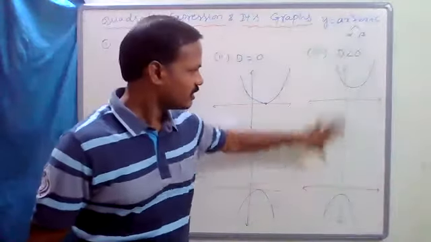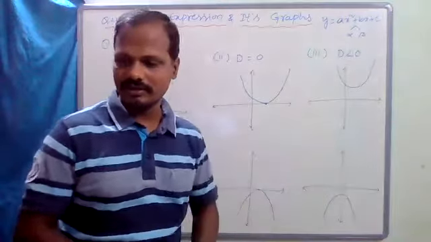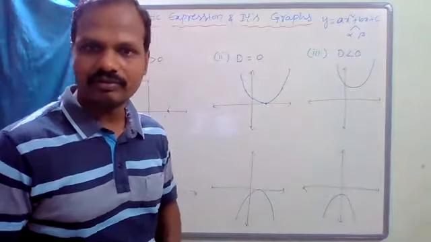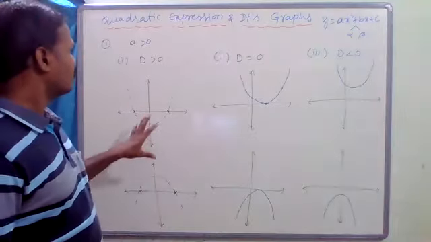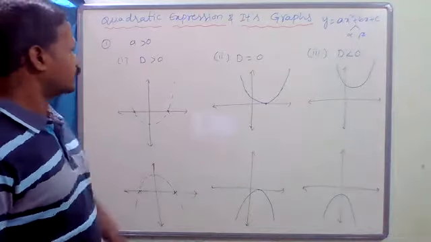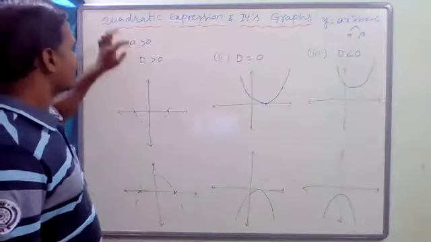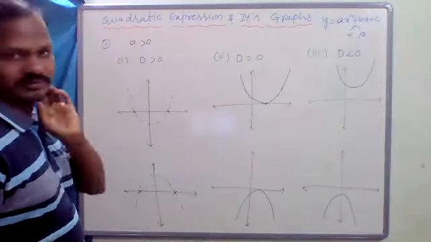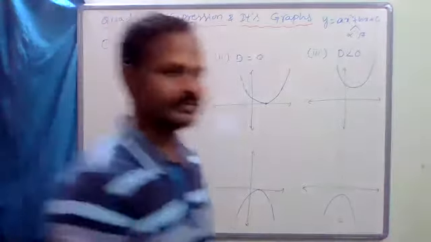So these are the six ways of the nature of the graph when the quadratic expression is given. Now see, if a greater than 0, in this case, we will do one thing.